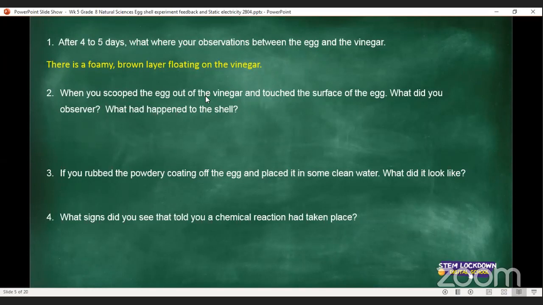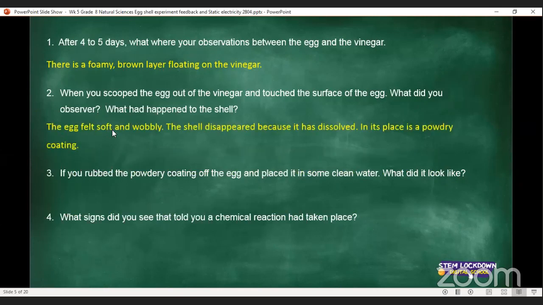So when you scoop the egg out of vinegar and you touch the surface, what did it feel like? Does anyone want to give me an answer for that? Okay, so I will give you the answer. The egg felt soft and wobbly. The shell disappeared because it had dissolved. Because it had dissolved, it formed a foamy brown layer. This foamy brown layer is actually the shell that floated on the vinegar, and it was replaced by a powdery coating. If you feel powder, you know how powder feels. So it's replaced with a powdery coating.